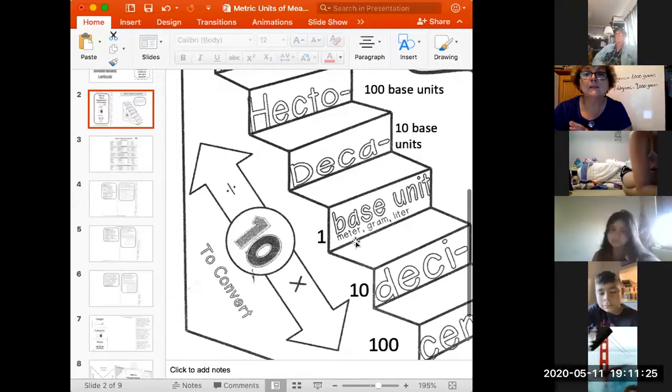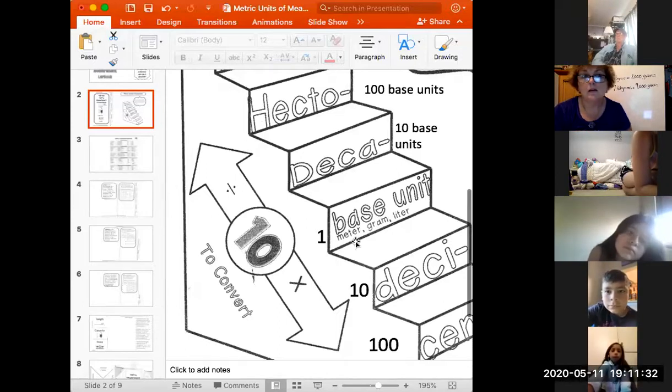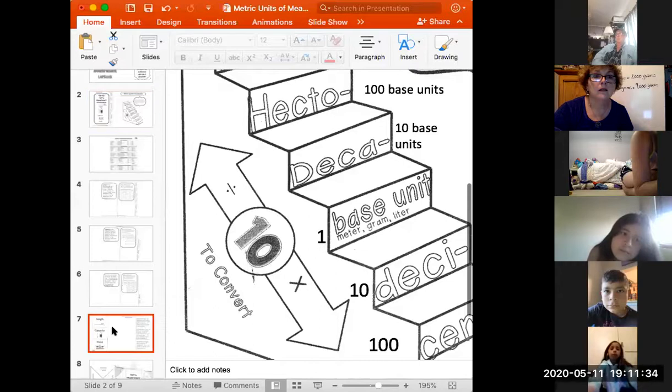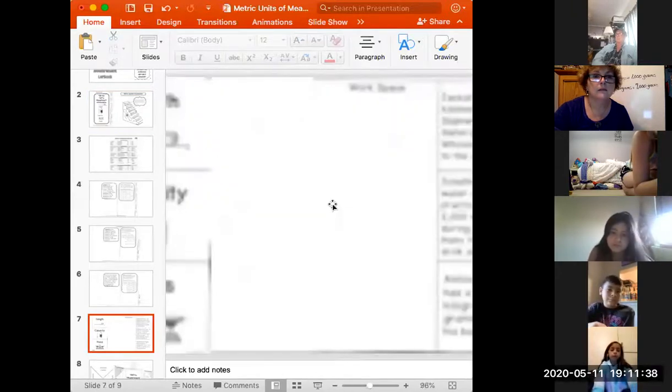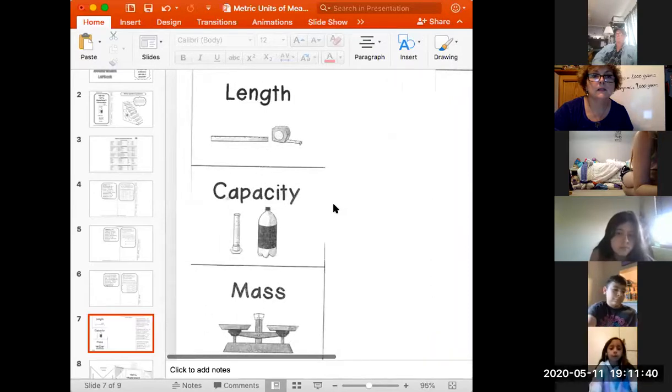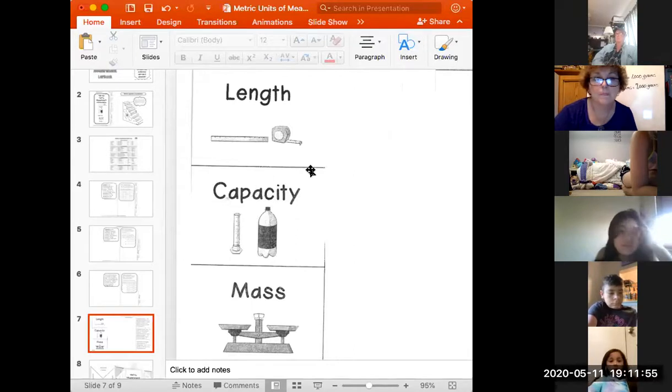So that just leaves liter, and liter is going to measure what? These are your 3 choices. Liter is going to measure capacity, or volume. That's going to be your liquids. Okay, all right.